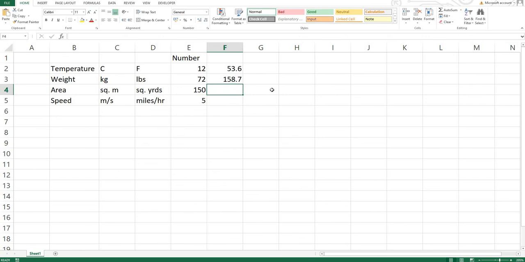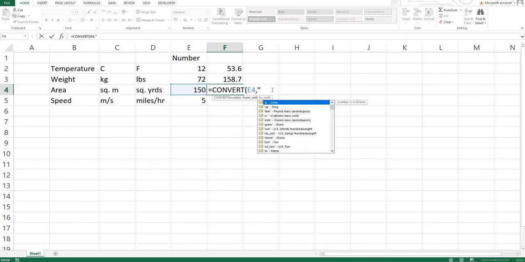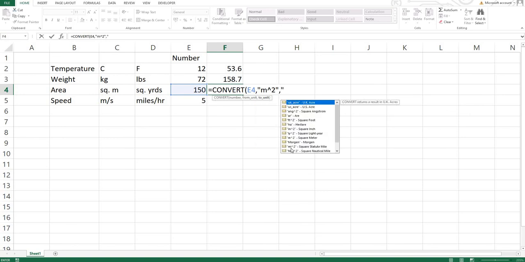For the area of 150 square meters, let me convert that into square yards. Convert 150 square meters, though meter is represented with a small letter m. To make it square meters, I'll just power it up with 2, and if I want to change it to square yards, it would be yd, which is for yards, and raised to the power 2 for square yards.